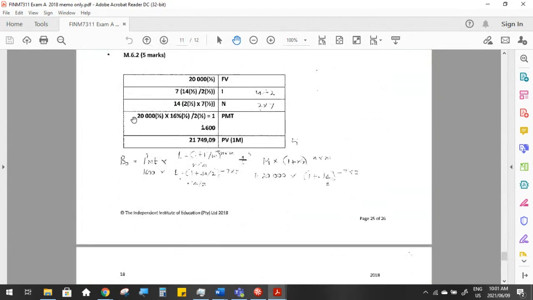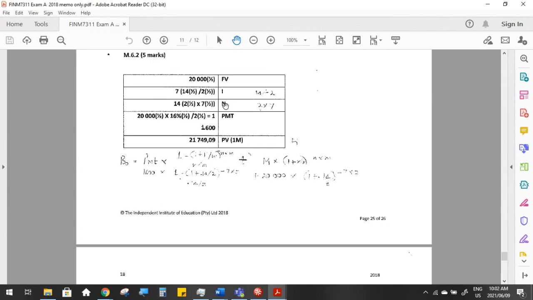Or you can use the financial calculator method. So future value will be 20,000, which is the amount we're going to get at the maturity date of the bond. The interest rate is 14%, divided by 2 because it is being paid twice a year. So each of the 2 payments, we will be receiving 7%.